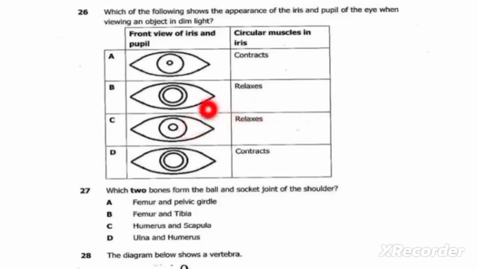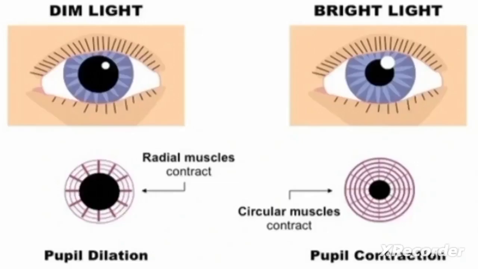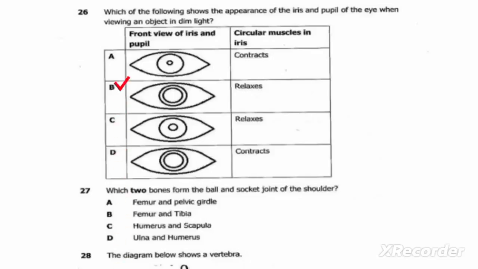So which one is our correct answer? We are saying that in dim light, the pupil would dilate. So we can see here, this one is showing the pupil dilated, then the iris is constricted. Therefore, our correct answer is B.